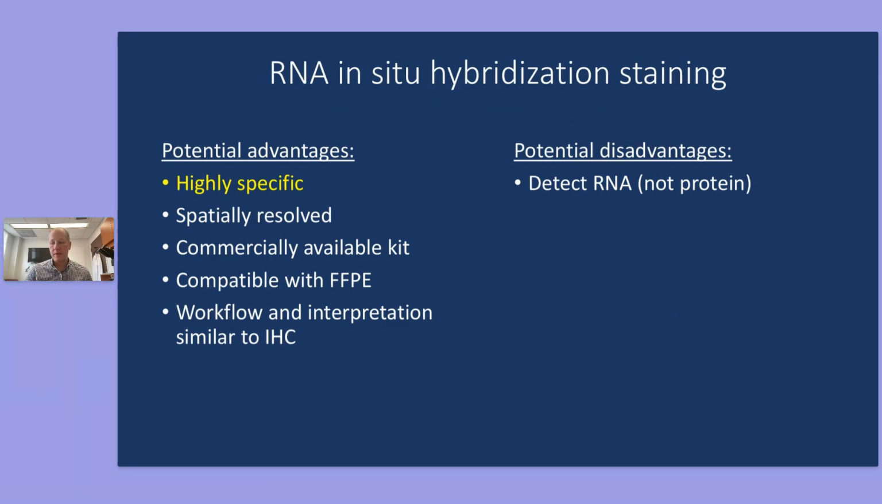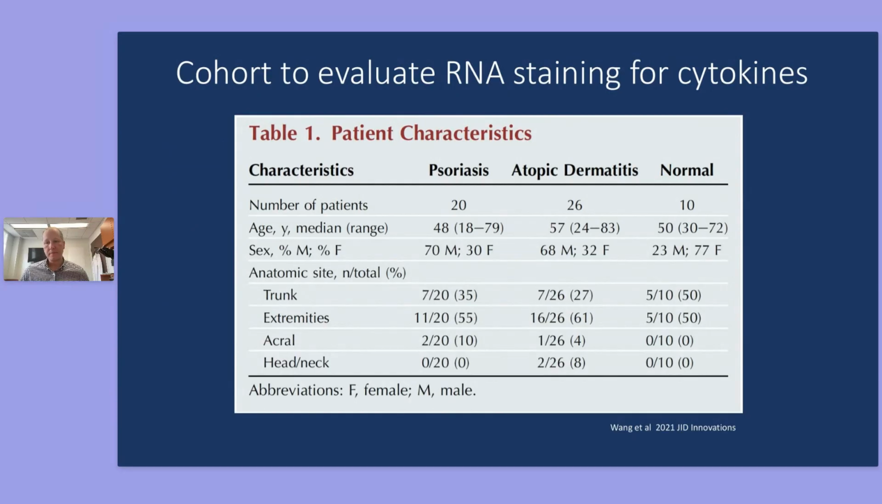The potential disadvantage is that we're detecting RNA, not protein. For all the markers that I'll show you today, the RNA correlates pretty well with the protein. That's certainly not the case for every last marker, but at least for the cytokines and other immune signals that we've been interested in, looking at RNA has been very good.